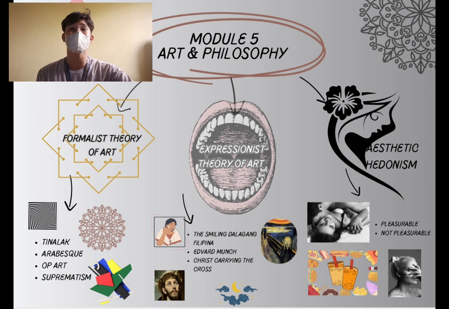And then the next one is the not pleasurable. Aesthetic hedonism can occur when an individual does not experience pleasure or happiness or enjoyment in an artwork. They are not that happy. They have emotions like sadness. They are not gaining happiness. They are only sad. They didn't get the pleasure from it. That's why it's not pleasurable. And that's it for module 5.